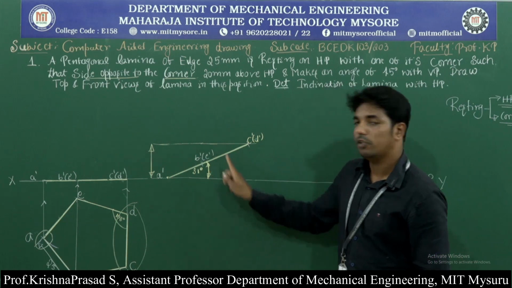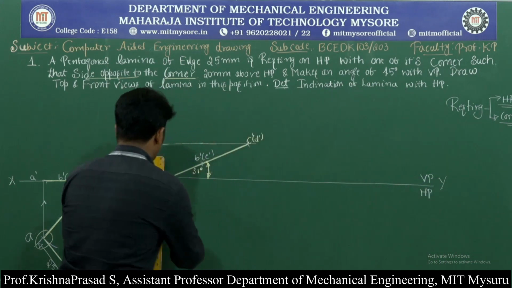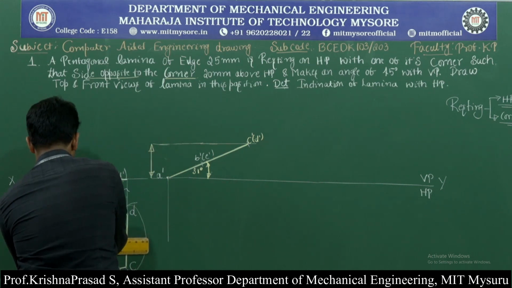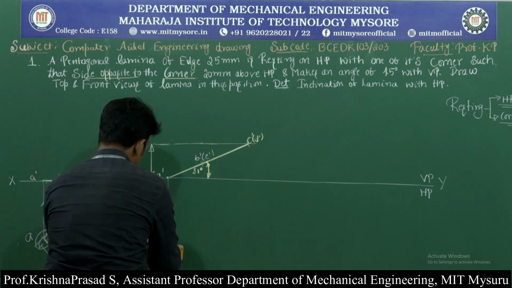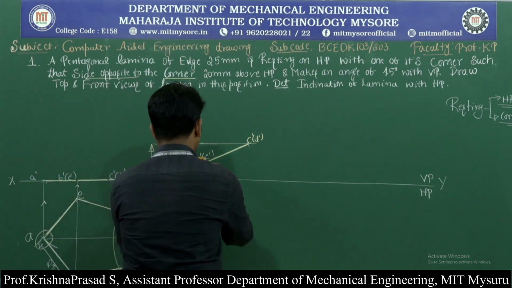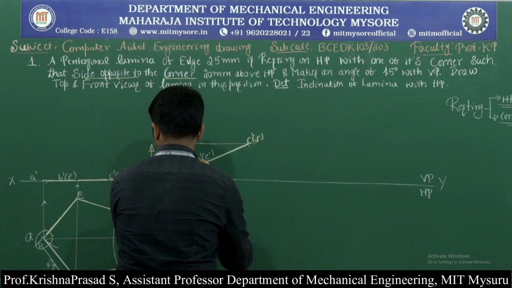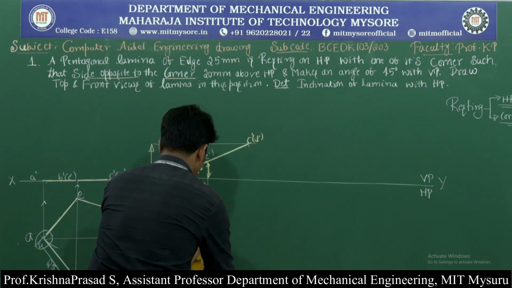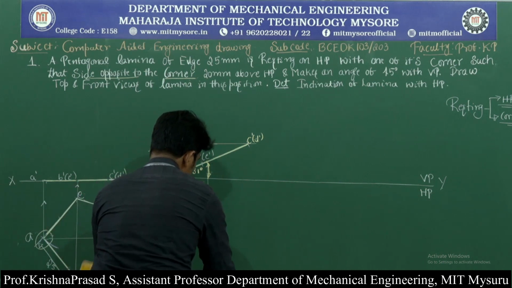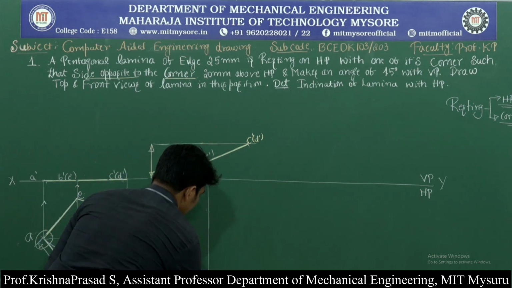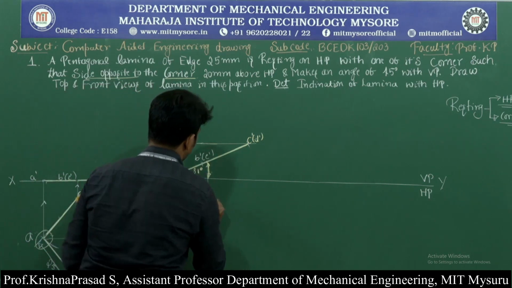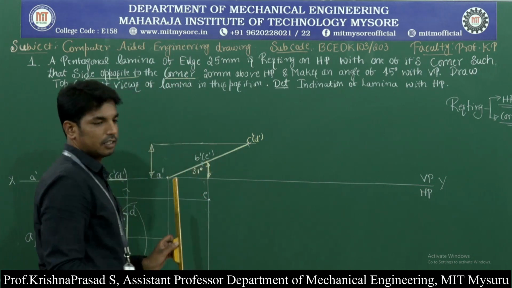Now we need to project it to the top view. So for that, draw the projection line. This is A dash and this is A, both meeting at a point that is called A. Similarly, this is called B dash, and this is called B, both meeting at a point that is called B. This is called E, and this is meeting at a point E from E dash.